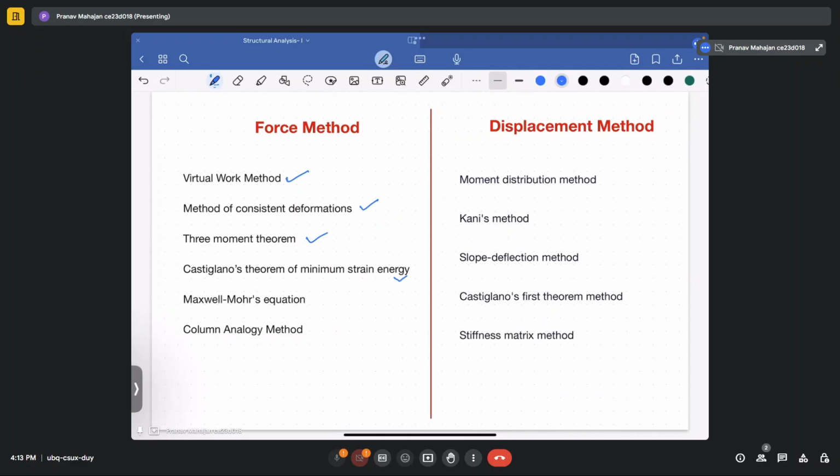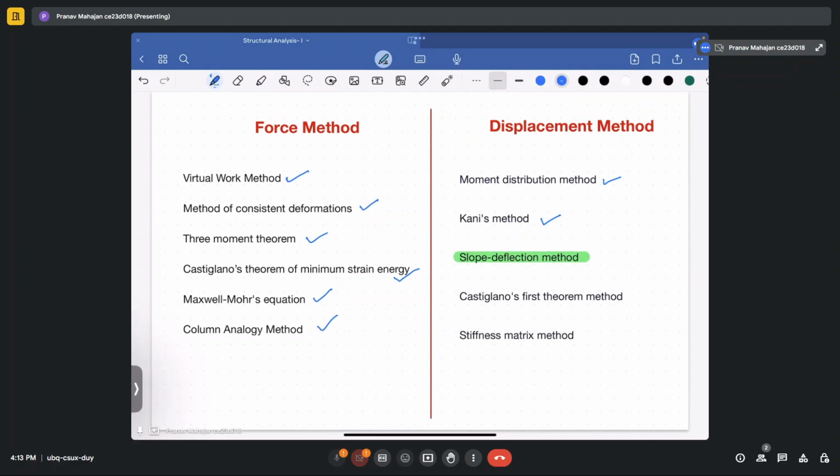We are also utilizing this force method for Maxwell-Mohr equation. Then the same thing we are utilizing for column analogy method, where we use this displacement method. So displacement method we use in moment distribution method. In next week we will see some problems related to moment distribution method. Then Kani's method, slope deflection method, that we will cover in this week. So yeah, it will come in the displacement method.